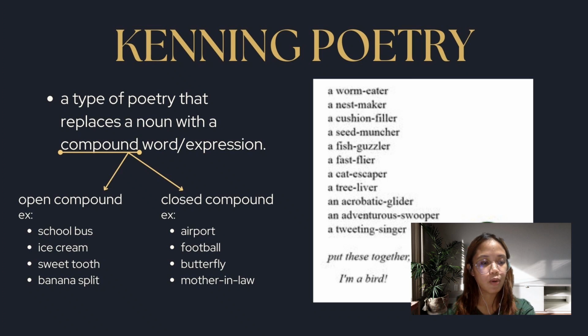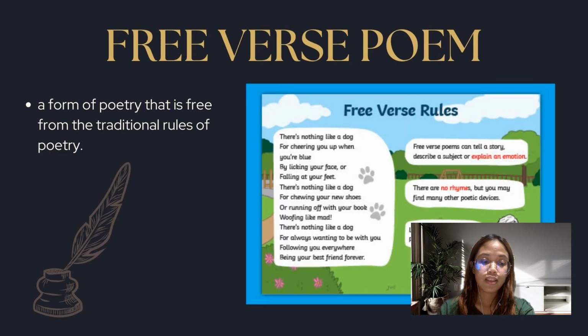Next type of poetry, we have free verse poem. This is what I talked about in the definition. You have the structured and the free form. Free verse poem is an example of free form poetry. So it says here that free verse poetry is a form of poetry that is free from the traditional rules of poetry. So what are the traditional rules of poetry?